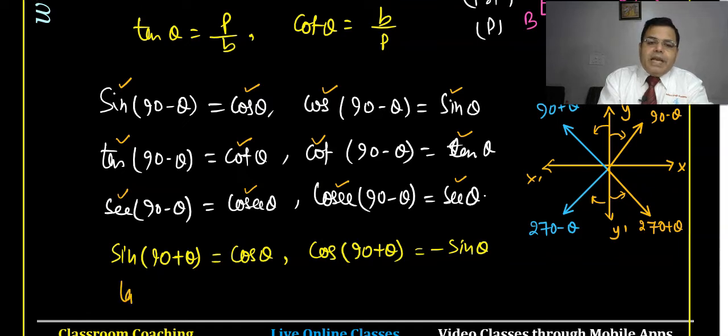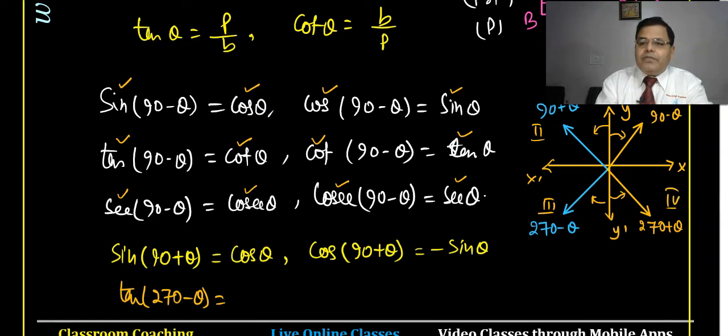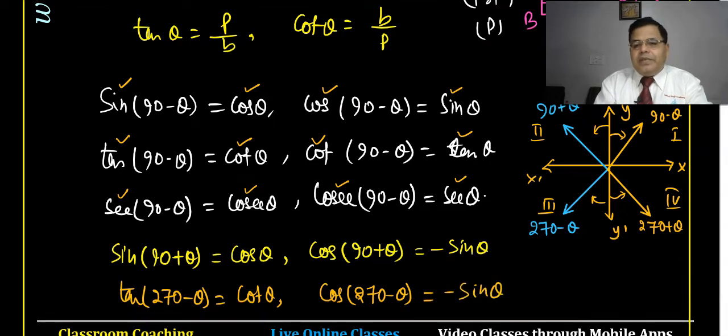Similarly, if someone writes tan 270 minus theta, then 270 minus theta lies in third quadrant, and in third quadrant, tan is always positive. This is second quadrant, this is third quadrant, this one is fourth quadrant and this one is first quadrant. So function will change, tan will change in terms of cot theta, but remember the sign will be positive. But if I am writing cos 270 minus theta, then the angle lies in third quadrant, and in third quadrant cos is negative, so it will be again minus sine theta. Function will change, but sign will depend upon the quadrant in which angle lies.